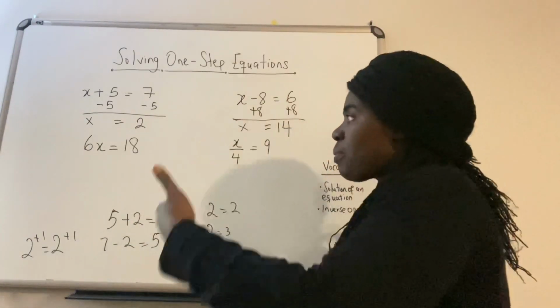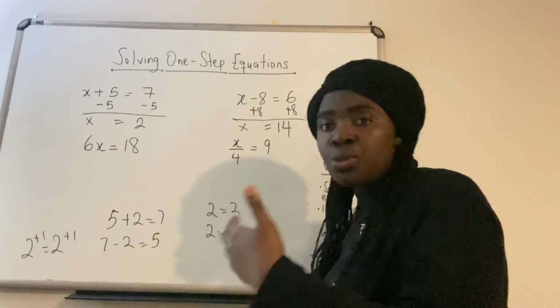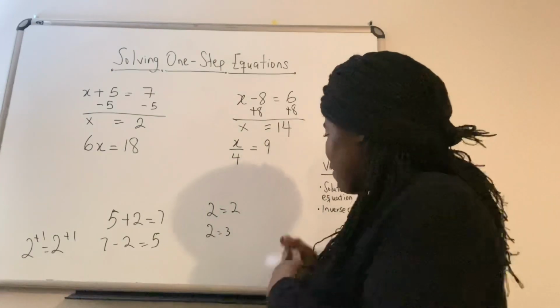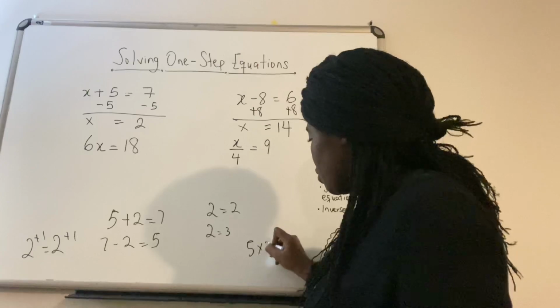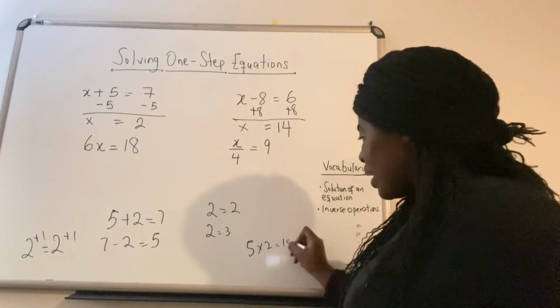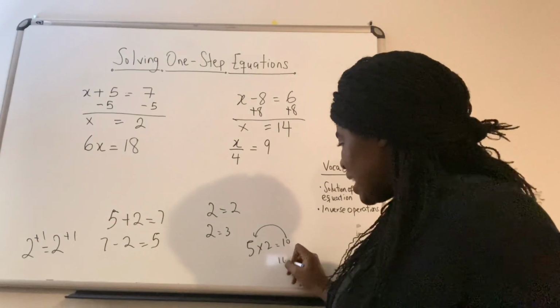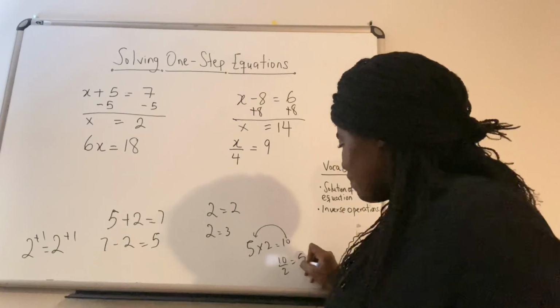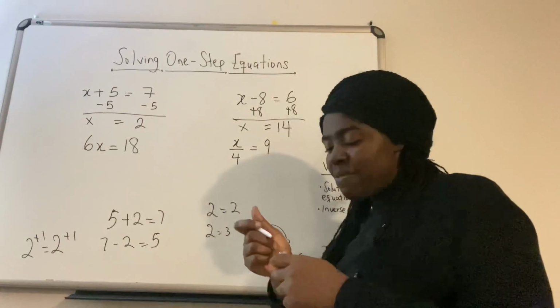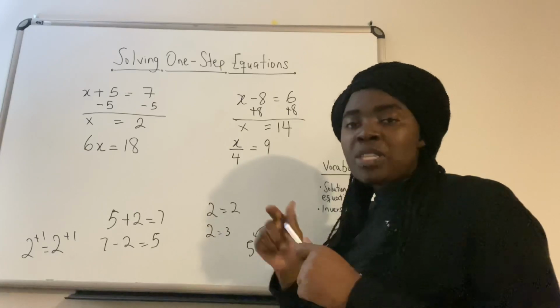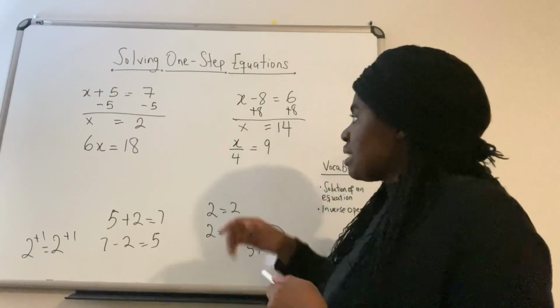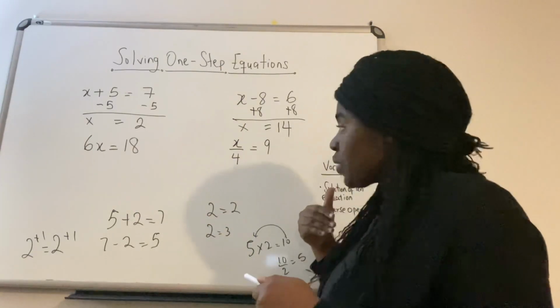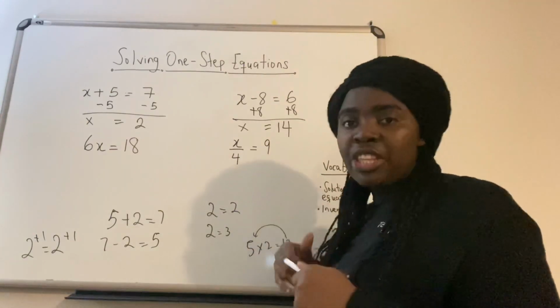What is the operation that will help us to undo multiplication? Well, think about it. If I say 5 times 2 is equal to 10, how do I get back to 5? Well, I divide 10 by 2, right, to get back to 5. So division is the operation that will help us to undo multiplication, and multiplication will also help us to undo division. Basically, they're inverse operations.